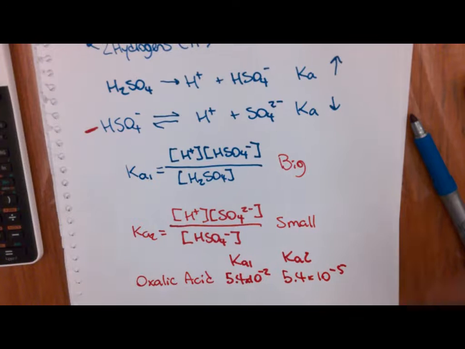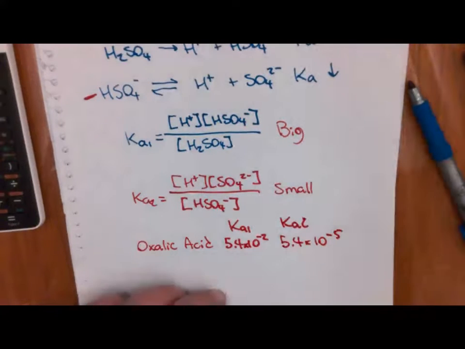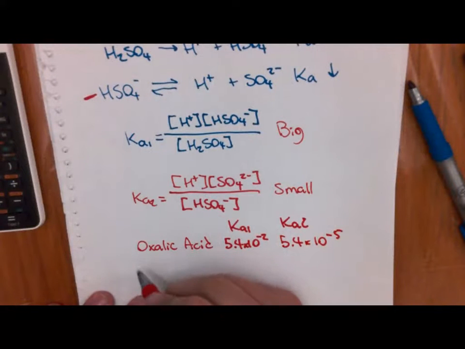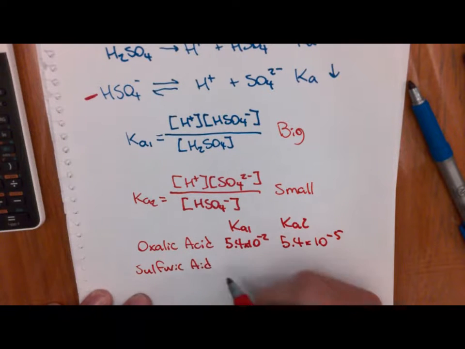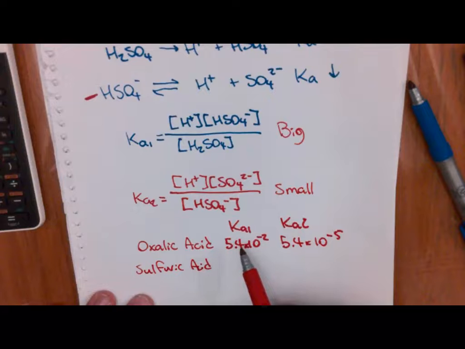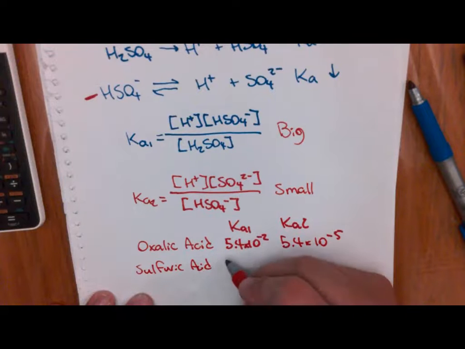All right, we'll look at one more. Let's look at sulfuric acid. From our demonstration before, the Ka1 of sulfuric acid, they don't even have a number for it. It is just very large.